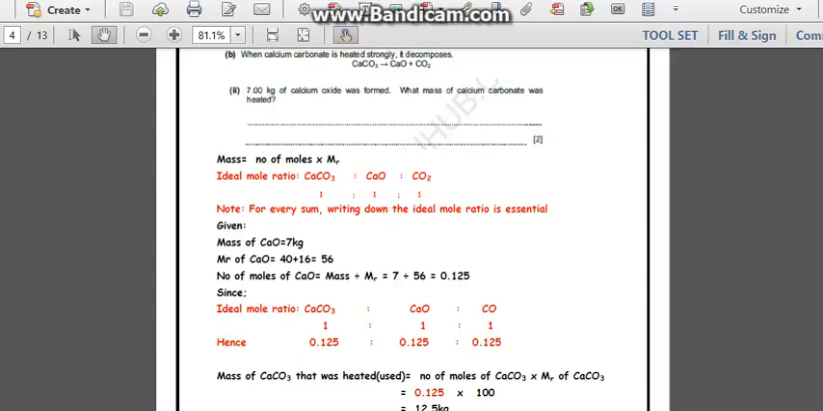Now, again going back to the ideal mole ratio, CaCO3 is to CaO is to CO2 is 1 is to 1 is to 1. So therefore it means that the moles of CaCO3 and CaO and CO2 are equal, and they are also equal to 0.125. Now, once you know the moles of CaCO3, it's very easy to find the mass of CaCO3. We can simply find it by multiplying the moles of CaCO3 by the Mr of CaCO3, and that gives you 0.125 into 100, which is equal to 12.5 kilograms.